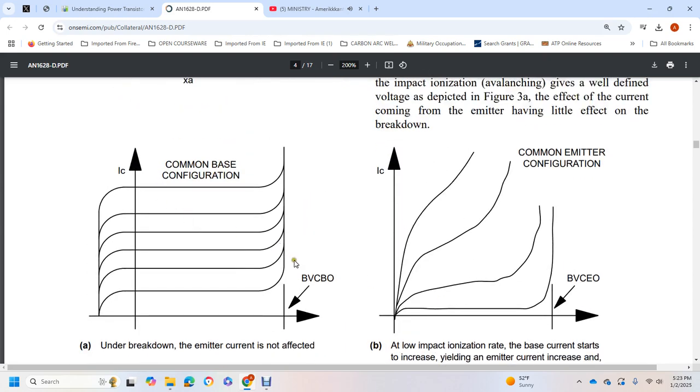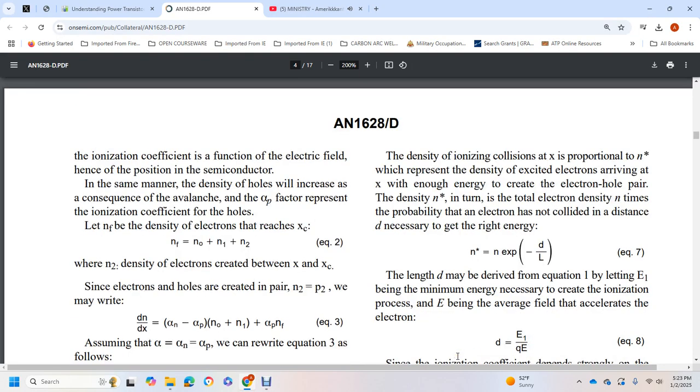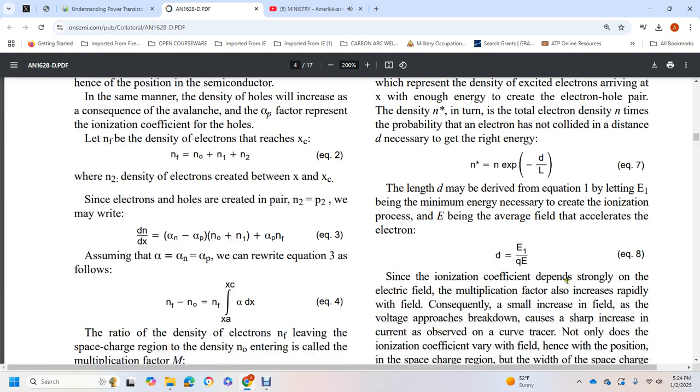IC and BVCBO: under breakdown, the emitter current is not affected. The density of ionizing collisions at x is not proportional to x. The density N represents the density of electrons arriving at x with enough energy to create an electron-hole pair. The density N is the total electron density times the probability of the electron not colliding within the distance necessary to gain the right energy. The length d is derived from equation 1, letting E1 be the minimum energy necessary to create the ionization, and E be the average field accelerating the electron.